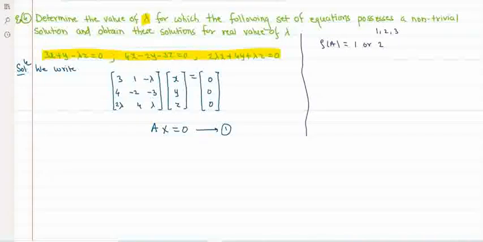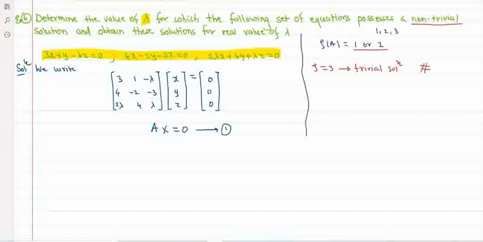If rank is equal to 3, then we get trivial solution. But we have to discuss the case for non-trivial. So that's why rank is 1 or 2. Now recall the definition of rank. An integer R is called rank of the matrix if there exists a minor of order R, which is not equal to 0, and every minor of order greater than R is equal to 0.